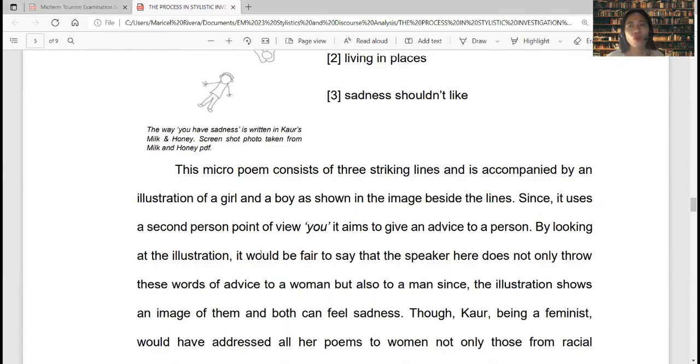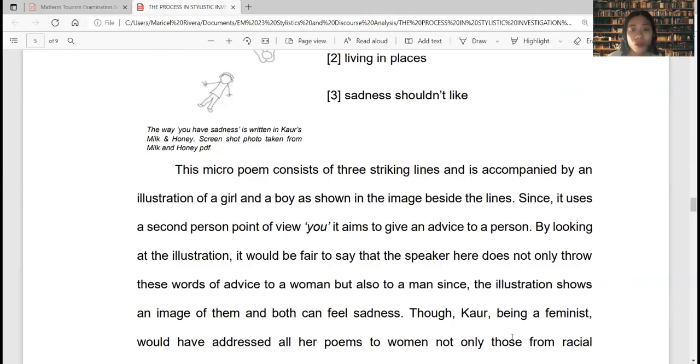Usually, class, if our sentence is imperative, we are giving advice, or shall we say a request, or something pertaining to the person. By looking at the illustration, it would be fair to say that the speaker does not only throw these words of advice to a woman, but also to a man, since the illustration shows an image of them, and both can feel sadness. It's not only the man or the woman, both of them can feel sadness.